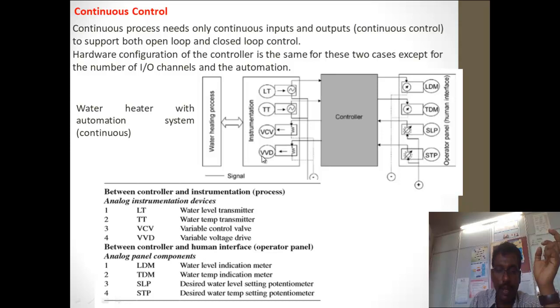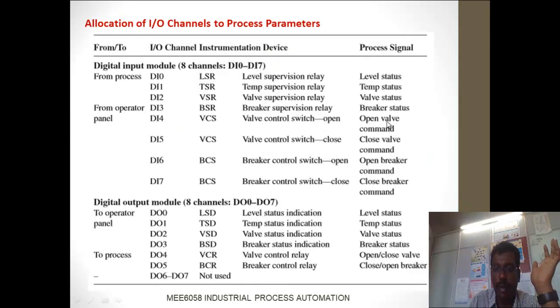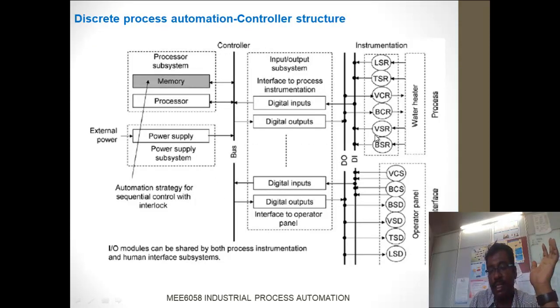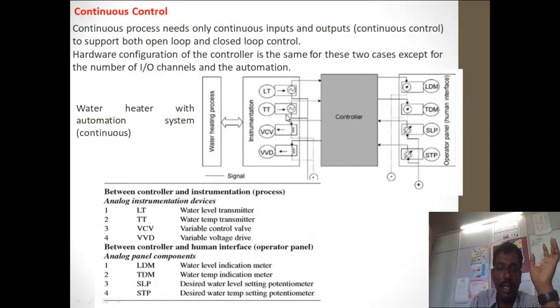I think variable voltage drive is also not needed. Since the valve is there, we are going for a variable voltage drive, so try to avoid this variable voltage drive. Only 3 devices. Instead of proposing 3 plus 3, 6 relays, we are proposing only level transmitter, level sensor, temperature sensor, and the variable controller.